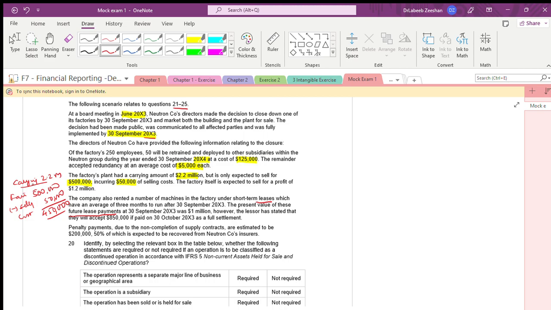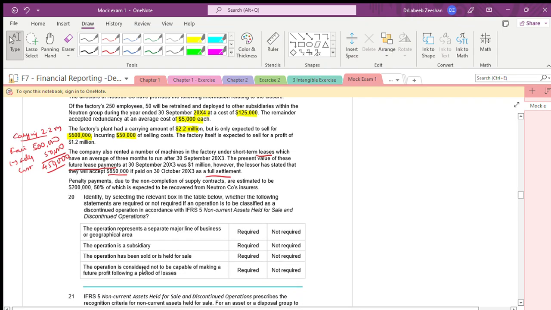However, the lessor has stated it will accept payment as a full settlement. They say that fine, 1 million is the amount, but if you pay once, it will be 850. Penalty payments due on non-completion of contracts are estimated at how much? 200. Means there is a penalty also, 50% of which is expected to be recovered from Neutron's insurers. Means penalty is 200,000. They have to pay 100 themselves and 100 from the insurance company.